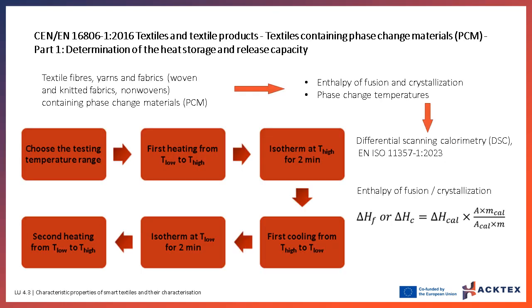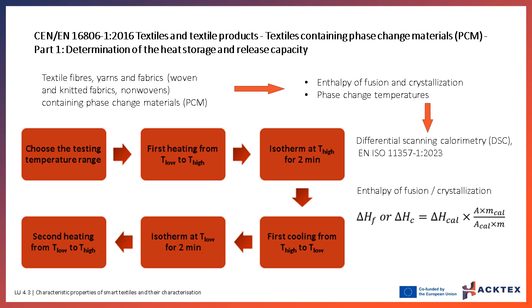Performance evaluation of smart textiles with phase change materials, PCM. CEN EN 16806, Part 1 presents the evaluation of the heat storage and heat release capacity and the phase change temperatures of textile fibers, yarns and fabrics containing phase change materials. The test method is applied for pure or micro-encapsulated PCM and determines the enthalpy of fusion and crystallization and phase change temperatures, based on the differential scanning calorimetry method. It measures the difference between the rate of heat flow through the sample and the one through a reference substance and derives it as a function of temperature and/or time.